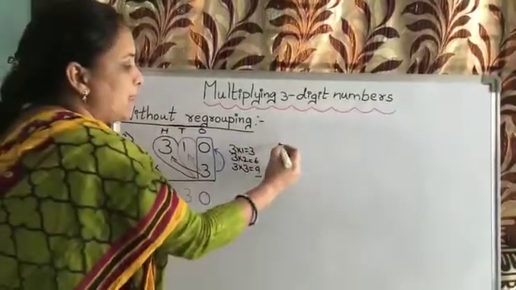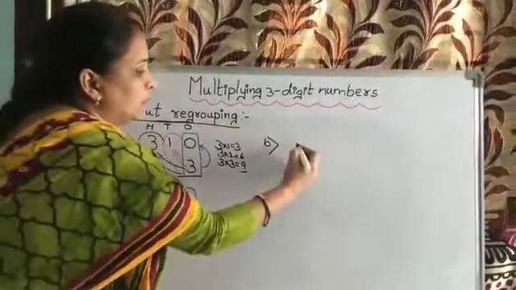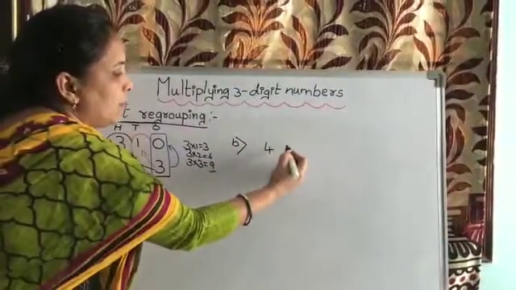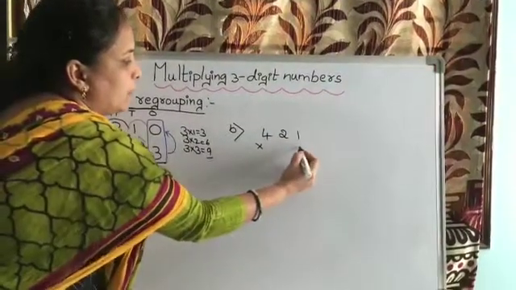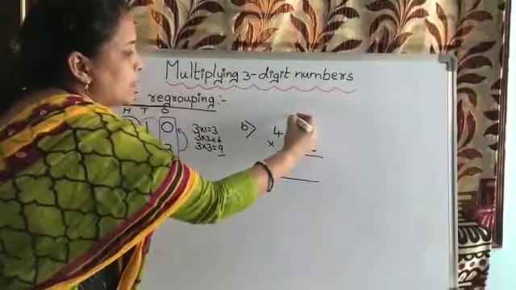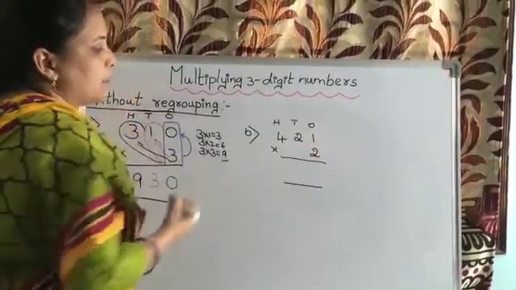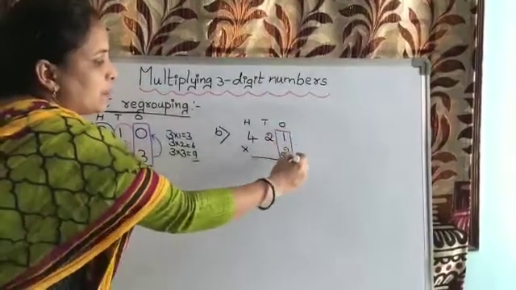Now we will see one more example, but without regrouping. Now I will take one example. 421 multiplied by 2. Here also ones place, tens place, hundreds place. Here we should start our multiplication with ones place digit.